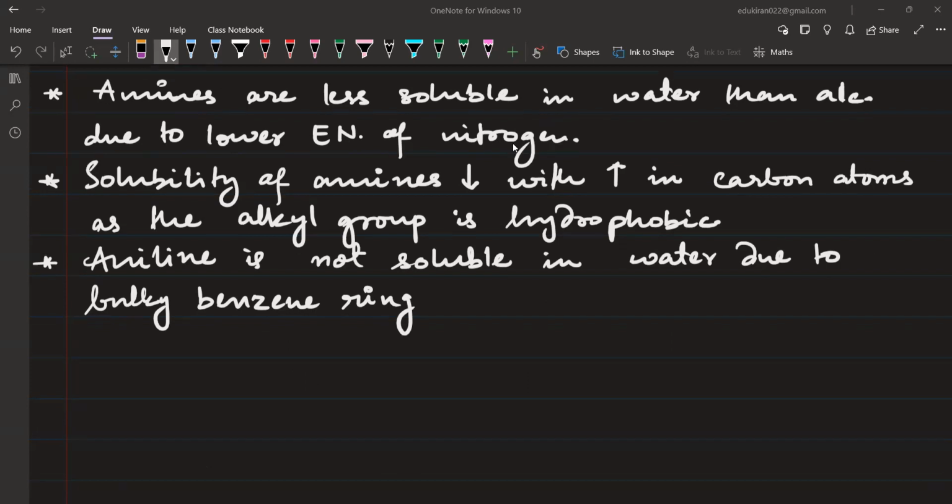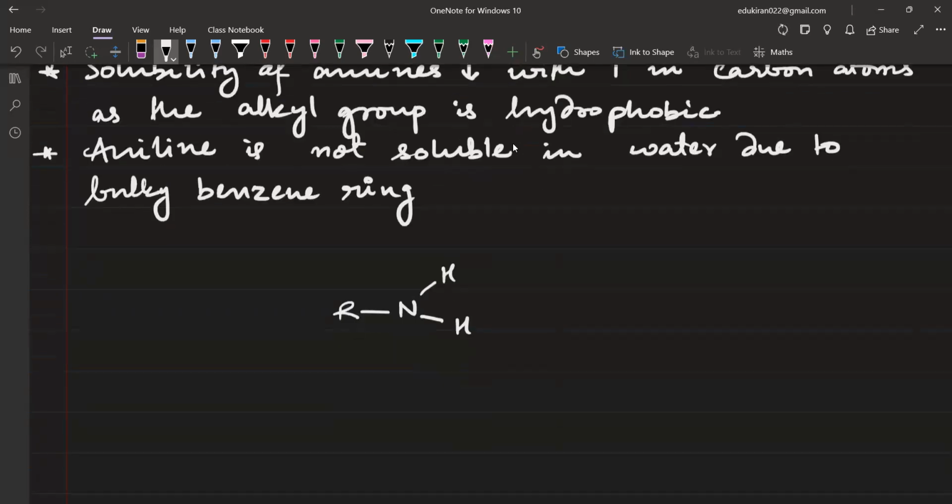The solubility part is similar to what we saw in alcohols also. See, what causes solubility: you have RNH2, and then we have water, let's say, H2O, you have oxygen atom and then you have hydrogen here, you have hydrogen here. Okay.